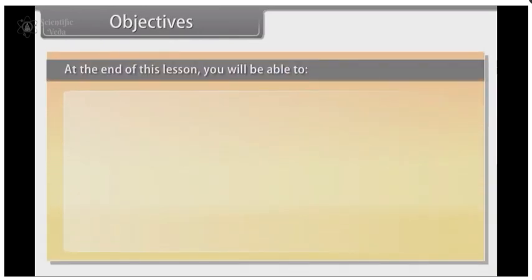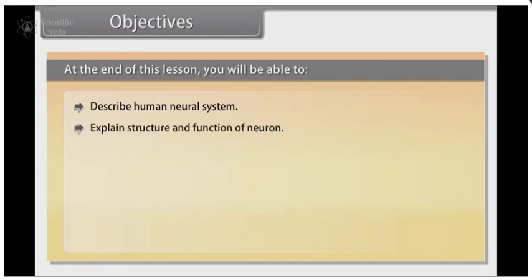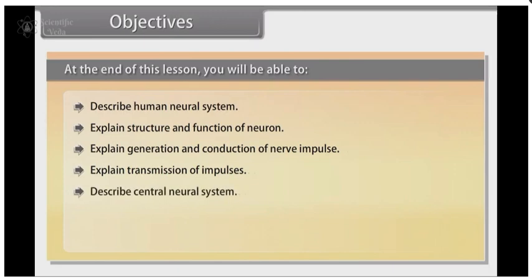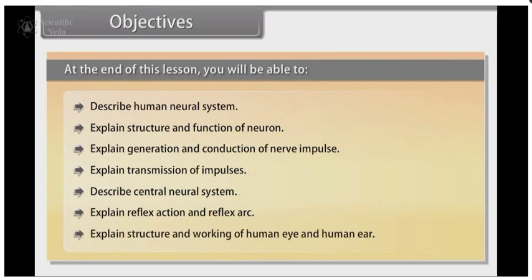Objectives. At the end of this lesson, you will be able to describe the human neural system, explain structure and functions of neuron, explain generation and conduction of nerve impulse, explain transmission of impulses, describe the central neural system, explain reflex action and reflex arc, explain structure and working of the human eye and human ear.